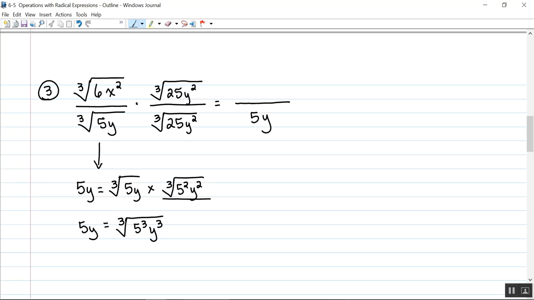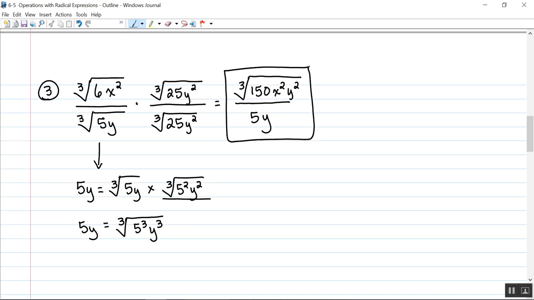And then on the top, I can multiply these two because they're both cube roots. It's a little messy, but just go ahead and multiply: the cube root of 6 times 25 is 150. And I cannot break that down anymore because 6 is 2 and 3, and 25 is 5 and 5. Times x squared, y squared. And that's my final answer. So rationalizing a denominator with a square root, you probably remember from Algebra 1. With a cube root or a fourth root or some other higher index, it's going to be a little more complicated.